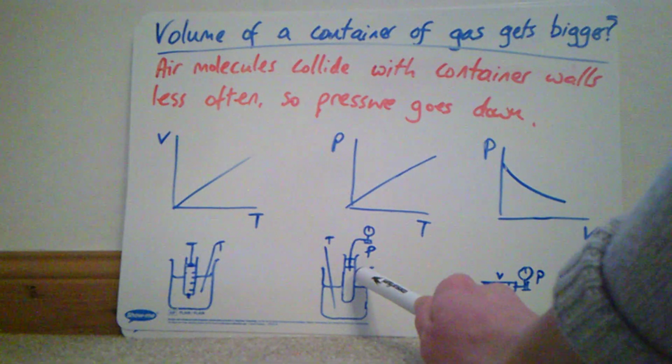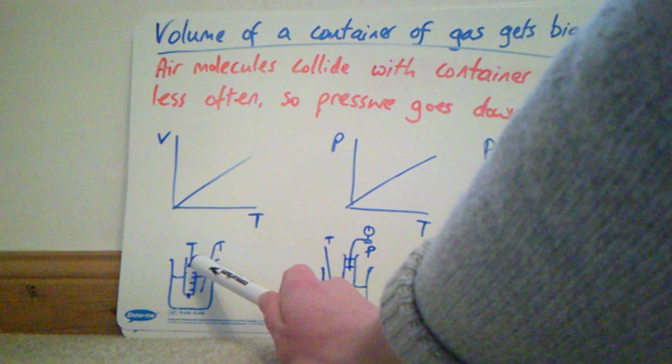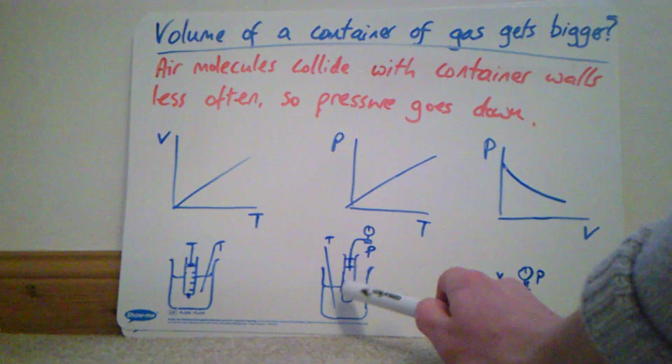Here we've got something with fixed walls. The previous one was, well, part of it was flexible, as the syringe bit going up. Here, none of this container is flexible.